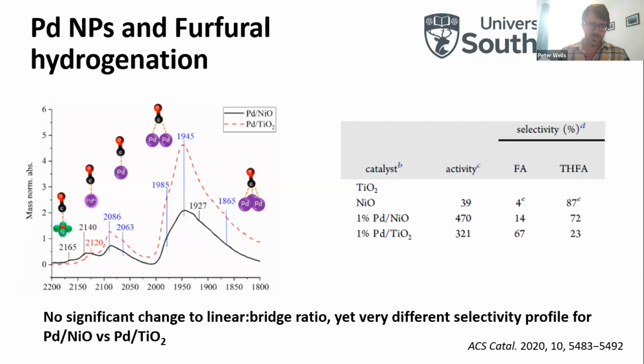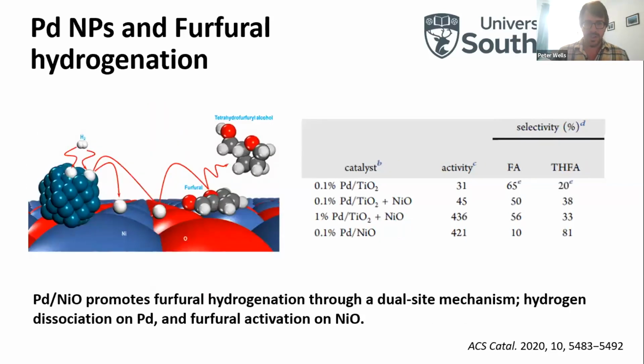And when we looked at the different surface sites through CO adsorption, through DRIFTS, we didn't really see much of a difference. We couldn't rationalize these changes through the availability of different surface sites. And actually, what we postulated was that maybe the nickel oxide is doing the furfural activation, and maybe all palladium is doing is dissociating hydrogen and spilling over to the support.